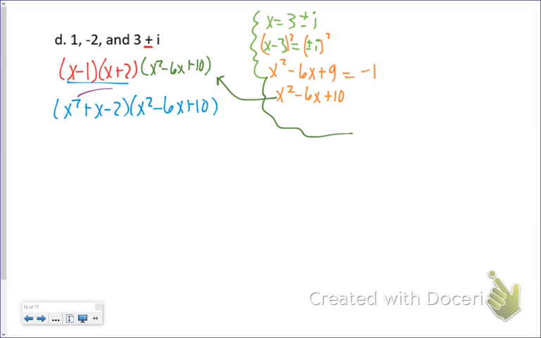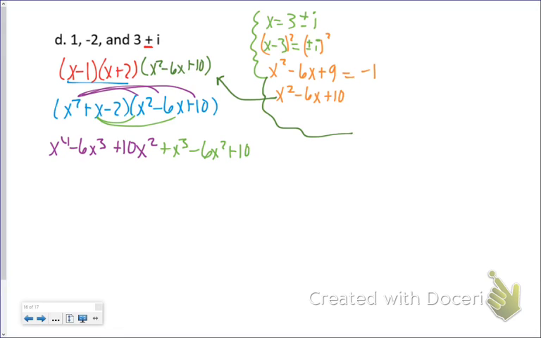So x squared times x squared. Okay, and then we go to the middle, so x cubed minus 6x squared plus 10x. And then I got my minus 2. So minus 2x squared plus 12x minus 20. And then we just combine all of our like terms.